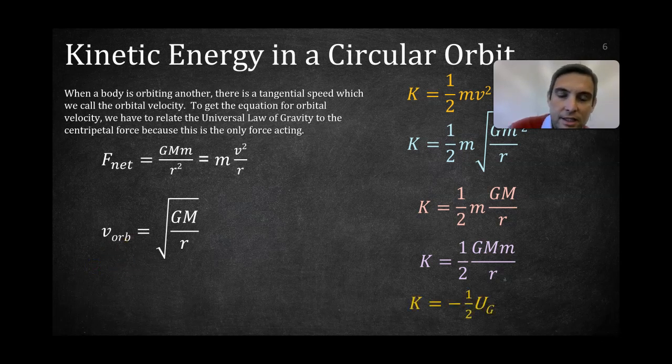Kinetic energy is negative 1/2 our gravitational potential energy, because our gravitational potential energy is negative. We could also say the magnitude of our kinetic energy equals 1/2 the magnitude of our gravitational potential energy. This only works when we're dealing with circular orbits.